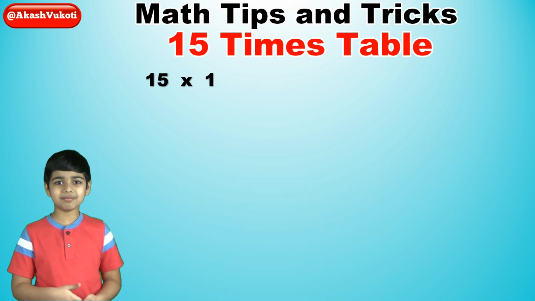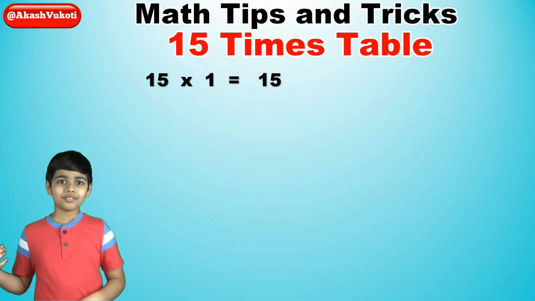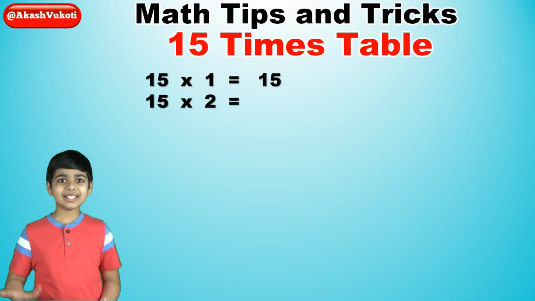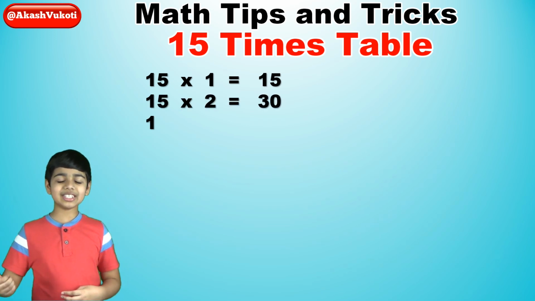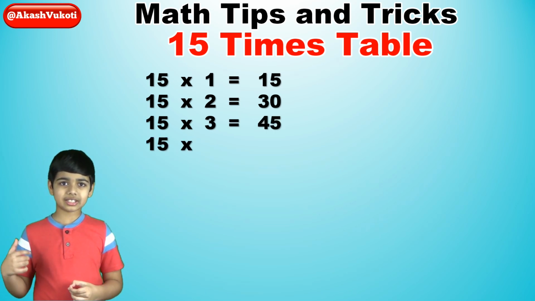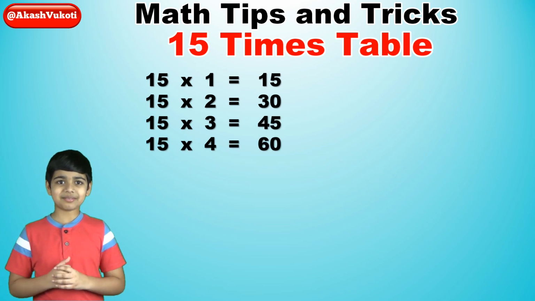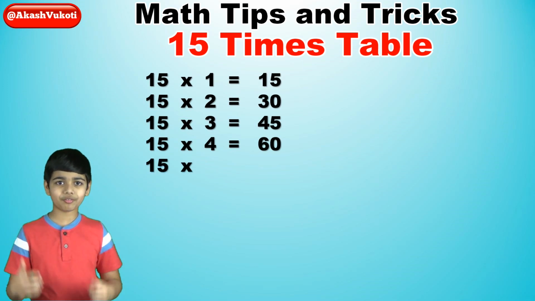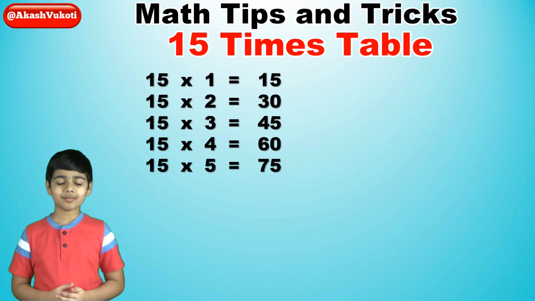15 times 1 is 15. 15 times 2 is 30. 15 times 3 is 45. 15 times 4 is 60. 15 times 5 is 75.